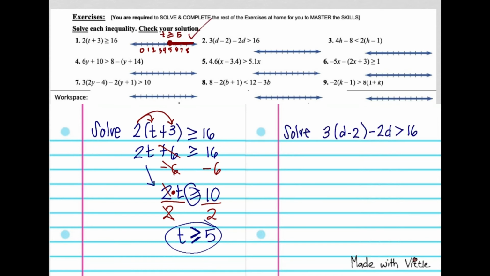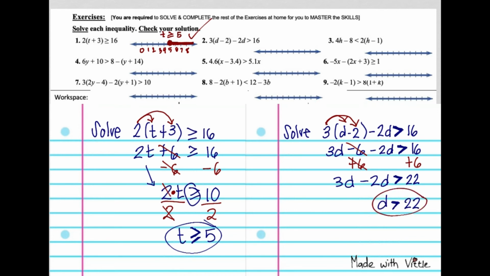Let's solve the next one. Do the distributive property first. 3 times d is 3d. Positive 3 times -2 is -6. Cancel -6 on this left side by doing +6 on both sides. Collect or combine like terms, such as 3d minus 2d can be subtracted. Therefore, our final answer is d is greater than 22.